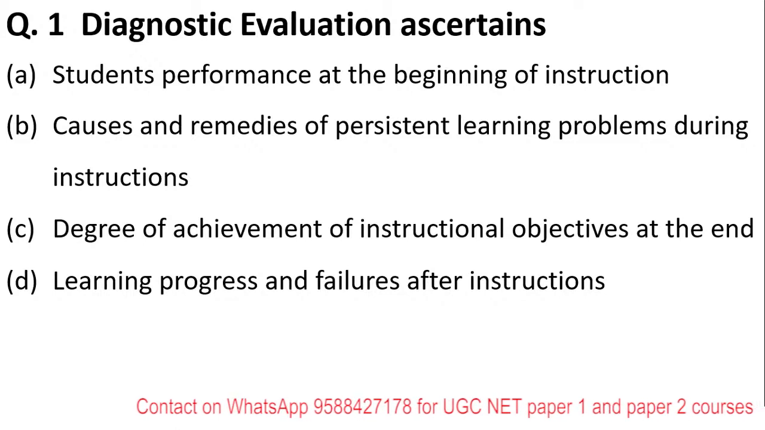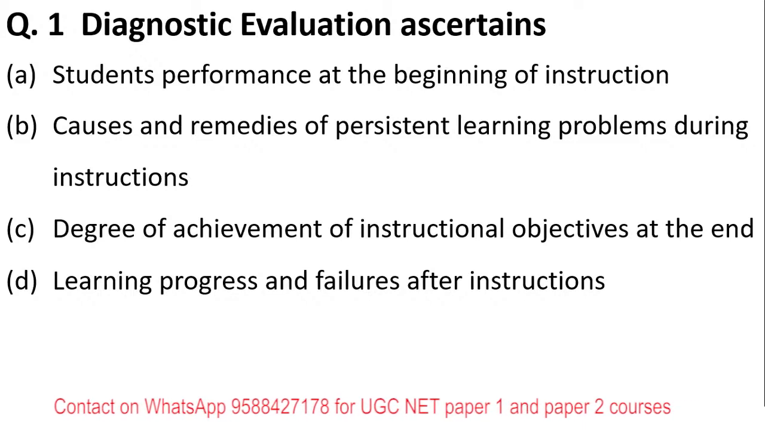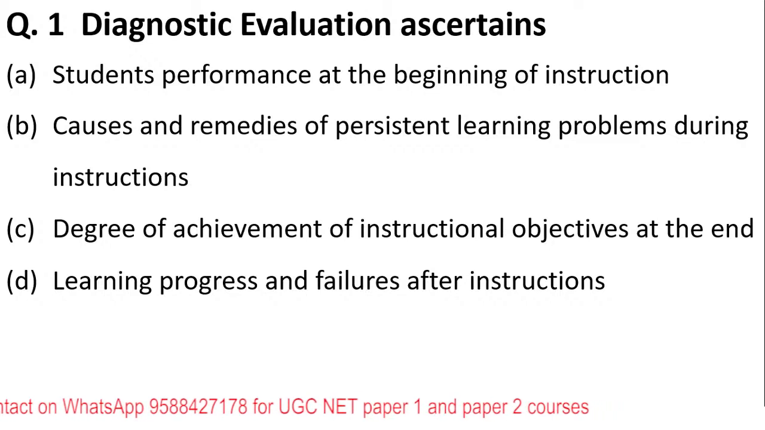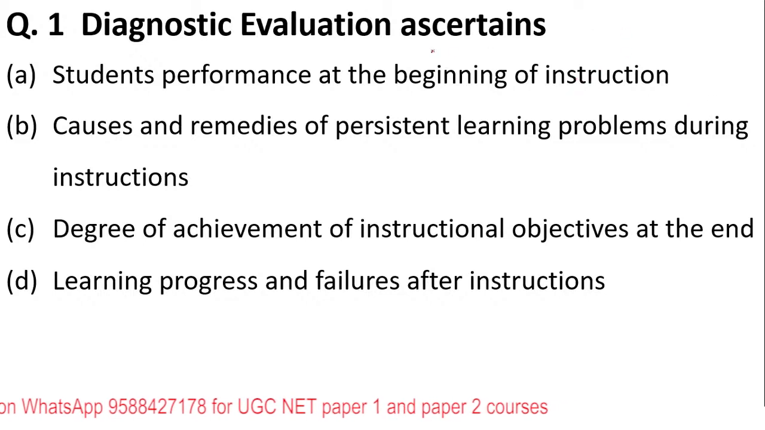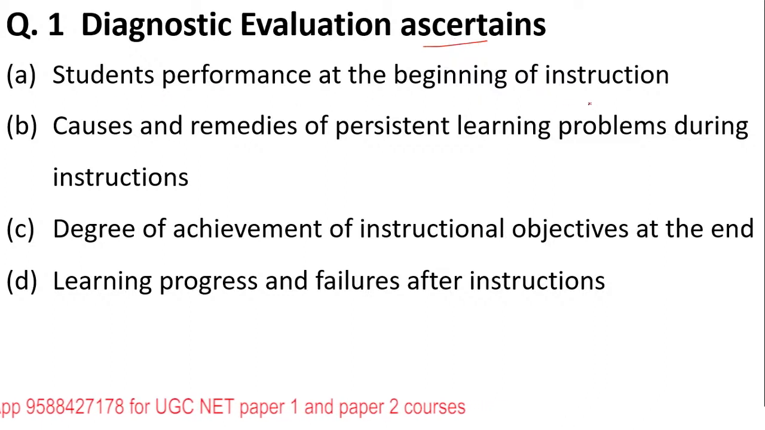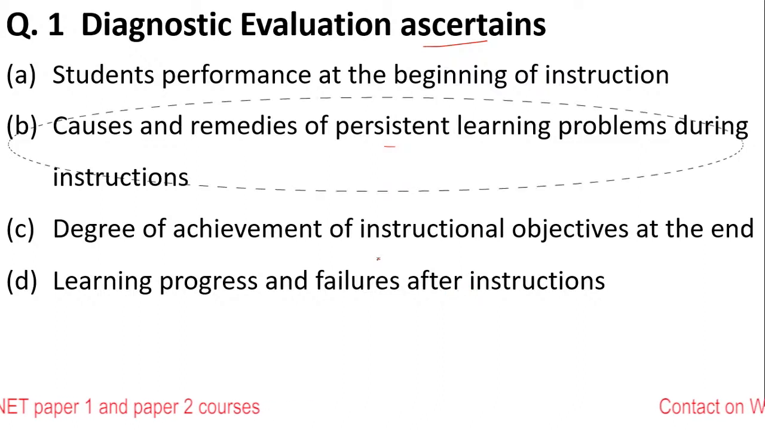The first question here is: diagnostic evaluation ascertains. Ascertains means to make sure of. What does diagnostic evaluation make sure of? The options are: students' performance at the beginning of instruction, causes and remedies of persistent learning problems, degree of achievement of instructional objectives, learning progress and failures after instructions. Persistence means frequent learning problems. The right answer is option B, causes and remedies of persistent learning problems during instructions. Mostly students have given the right answer. Very good. Let's move on to the next question.